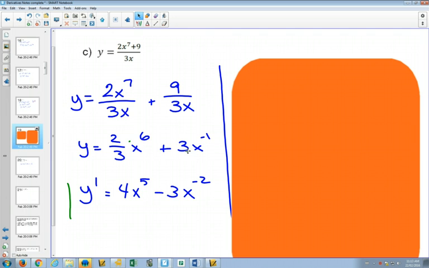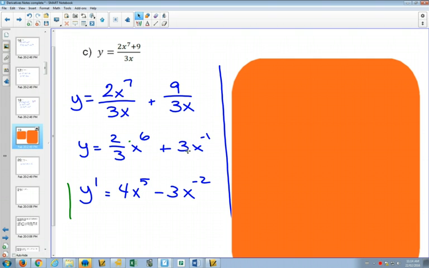Now, we've got it in a form that we can do the derivative. The 6 comes out in front. 6 times 2/3 will be 4. Subtract 1 from the exponent, you'll get x to the 5. If the -1 comes out in front, you'll get a -3. Subtract 1 from the exponent, you'll get a -2.